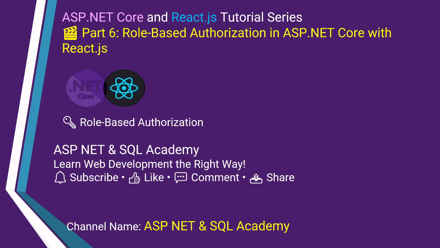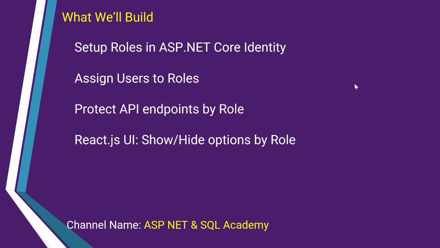In this video, we will extend our authentication system by adding role-based authorization. This means different users can have different levels of access such as admin and user. We will create roles in our backend, assign users to roles, protect certain API routes with role restrictions, and adjust the React frontend to show or hide UI based on the user's role.